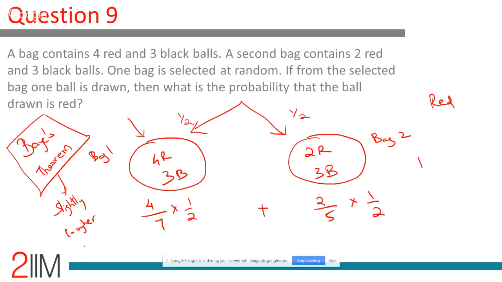Understand what I'm asking. I'm not saying what is the probability that the ball drawn is red. We know a red ball has been selected. What is the probability that we indeed selected the first bag? Very interesting. Very, very often we take this decision, like we do this practical thing in life. In real life, we evaluate probabilities all the time like this. After an event, what path was chosen?